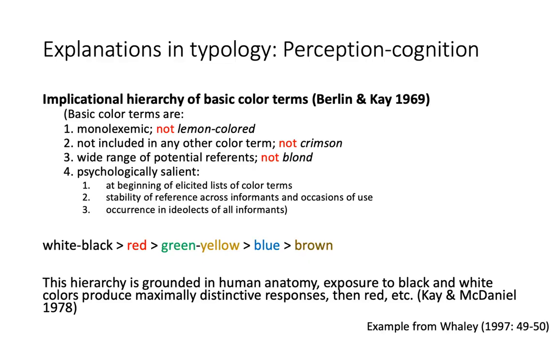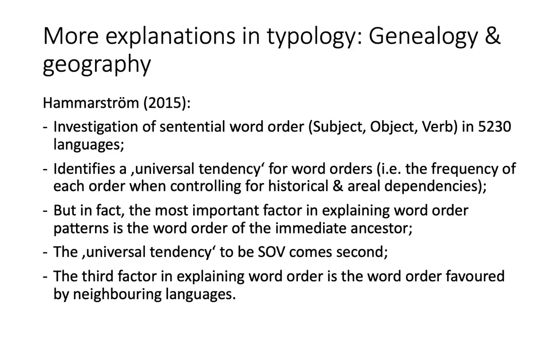Kay and McDaniel in 1978 have found that this hierarchy is grounded in human anatomy. Exposure to black and white colors produces maximally distinctive neurological responses. Of all the remaining colors, red produces the most distinctive response from black and white, and then green, and so on. So the fact that the smaller color vocabularies of the languages of the world are seemingly organized along this hierarchy is simply due to the way in which the human visual system works.